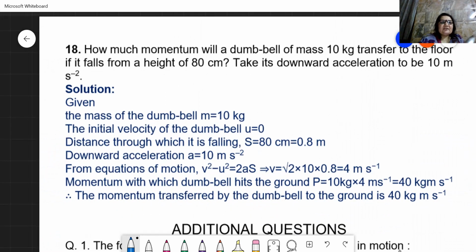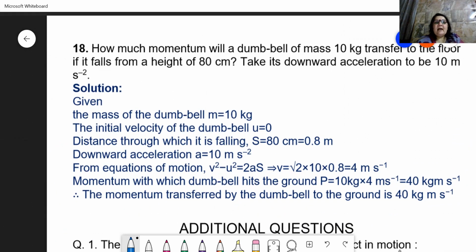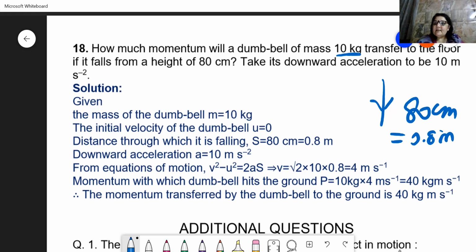Now I'm coming to the last question of the main exercise: how much momentum will the dumbbell have? You must have seen a dumbbell. A dumbbell is used for exercise, and it is also used in many sport activities. So you can see one dumbbell whose mass is 10 kg. It is in free fall, falling from a height of 80 centimeter. If you convert it into meters, it is 0.8 meters. In free fall, u is equal to 0. The mass of the dumbbell is 10 kg. We have to find out the initial momentum.